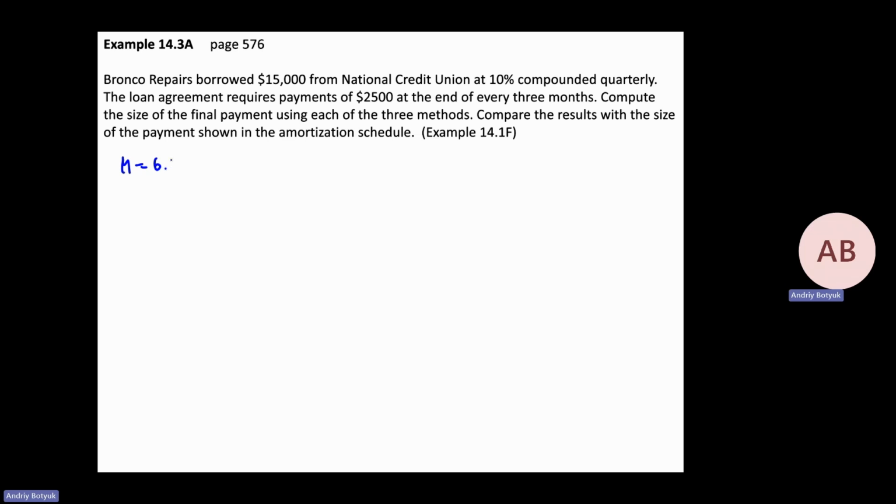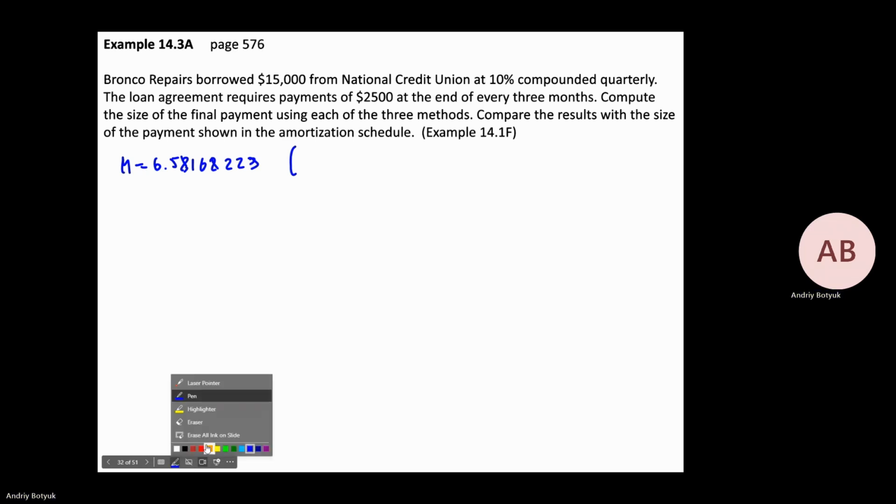So 6.5816822 3. Okay? What I recommend to increase accuracy is to do this: minus 6 equals, and then STO, let's say 1. So we remember that tail in full. Right? Now the first method.